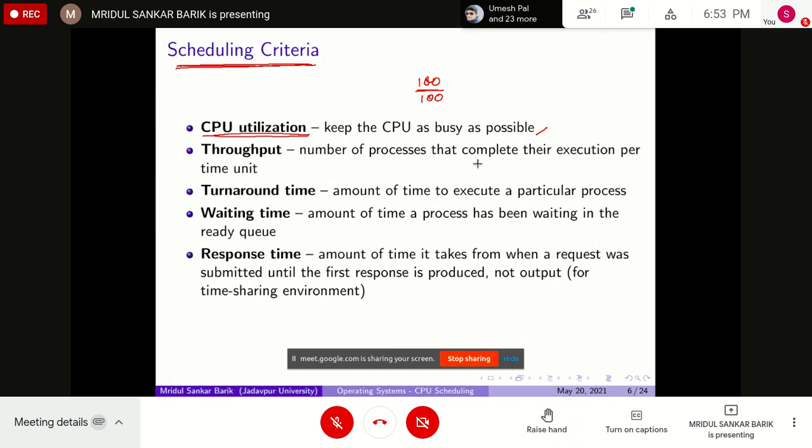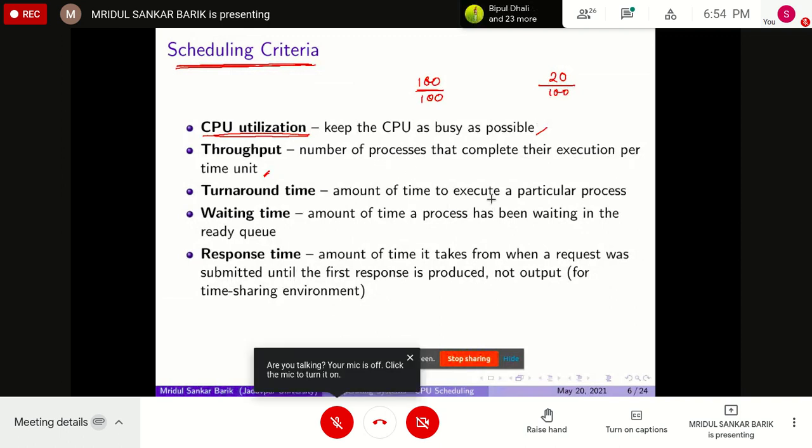Throughput is number of processes that complete their execution per unit time. So number of processes that complete their execution per unit time. Okay, so if say the machine is kept on for say 100 time unit, then the number of processes that complete their execution in unit time, so in 100 time unit, if say 20 processes finish execution, okay, the number of processes that complete their execution per time unit would be 0.2.